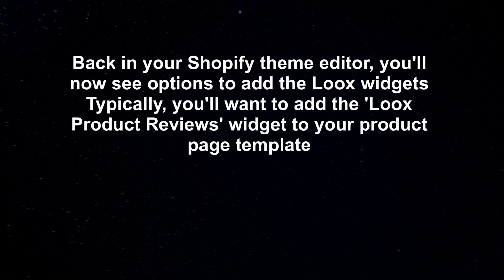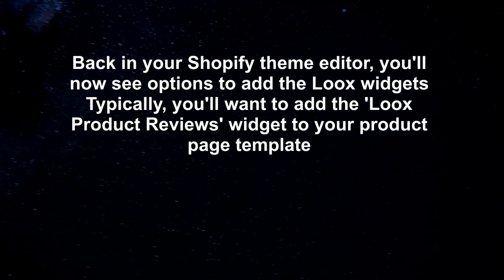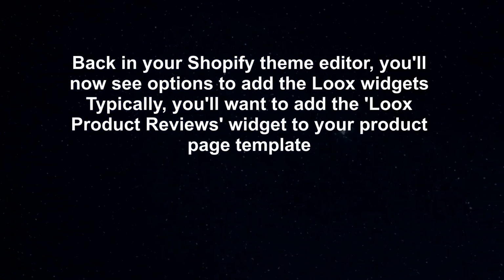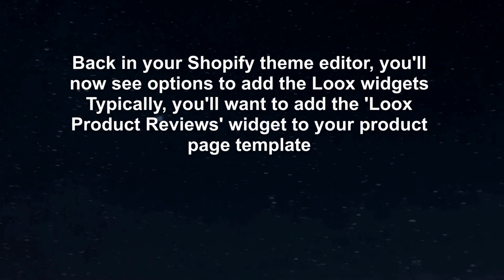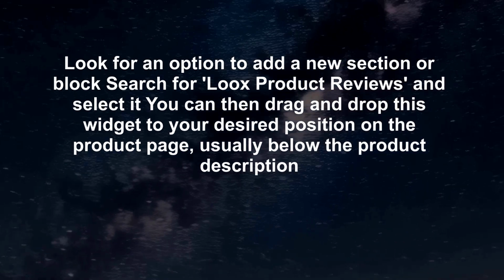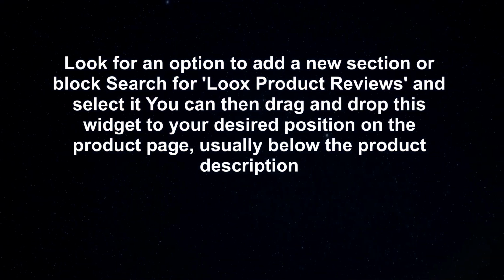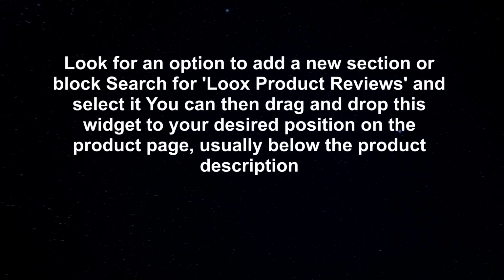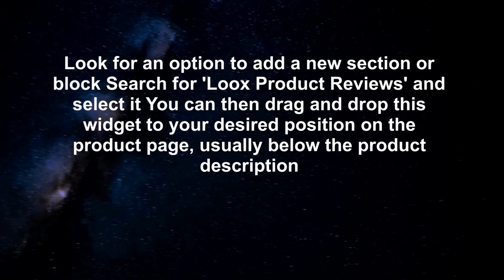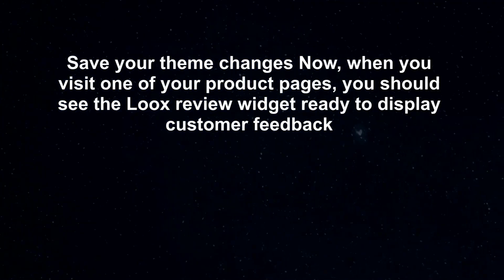Back in your Shopify theme editor, you'll now see options to add the Loox widgets. Typically, you'll want to add the Loox product reviews widget to your product page template. Look for an option to add a new section or block. Search for Loox product reviews and select it. You can then drag and drop this widget to your desired position on the product page, usually below the product description. Save your theme changes now.